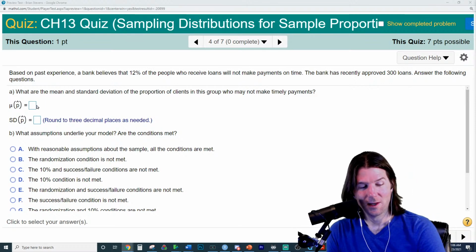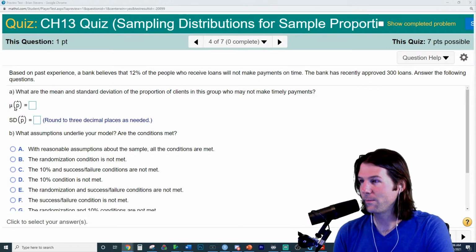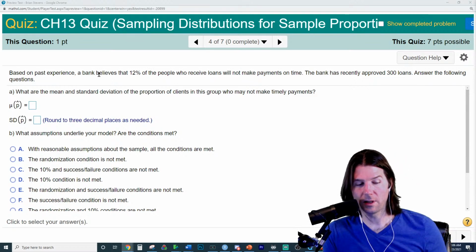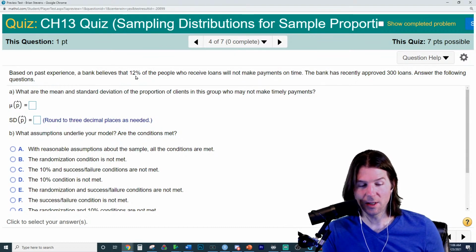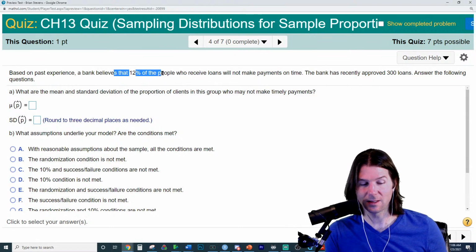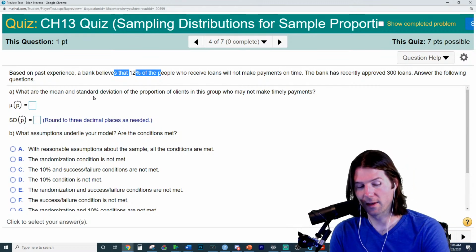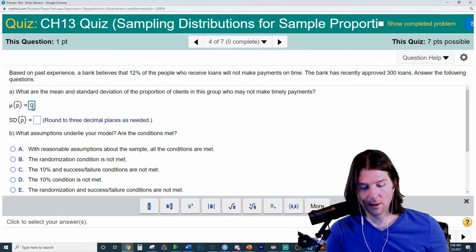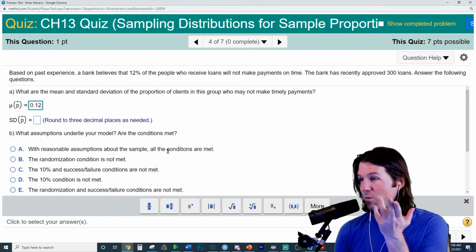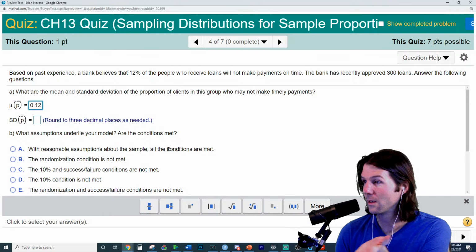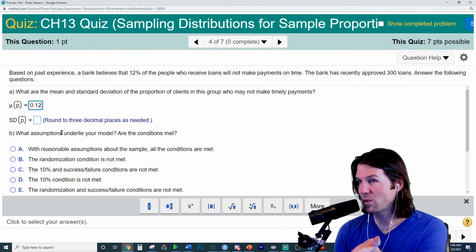Okay, so the first part right here is the mean for the distribution of the sample proportion. So if the bank believes that 12% of people who receive loans will not make payments on time, I wish it said the bank knows this, but it kind of says from past experience. So if they know this, then that's the mean of the distribution, because if 12% of people will do this, then what do we expect to see? That's what we have right here.